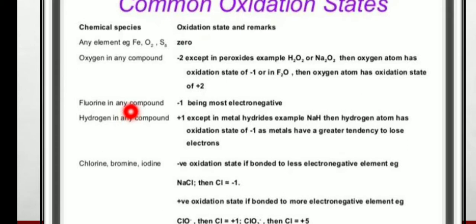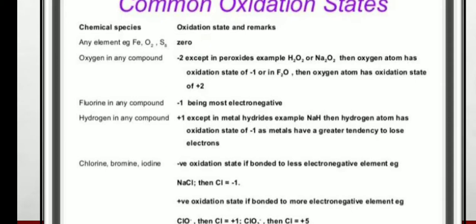Fluorine in any compound. Fluorine, chlorine, bromine, iodine. Fluorine in any compound is -1, being the most electronegative atom. Hydrogen in any compound is +1 except in metal hydrides, for example NaH. Then the hydrogen atom has an oxidation state of -1, as metals have a greater tendency to lose electrons. Chlorine, bromine, iodine have -1 negative oxidation state if bonded to a less electronegative element, for example NaCl. Then chlorine is -1.